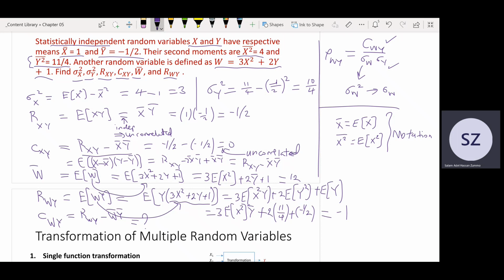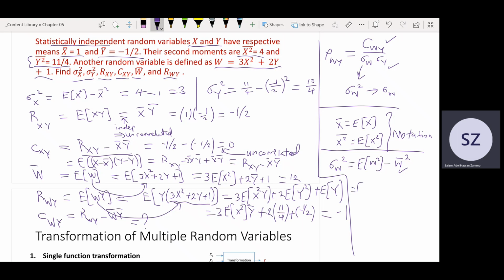Now we only need to find the variance. How will we find the variance of W? It's the expected value. Of course you can write the expected value of W minus W bar squared, but the easier way to do it is the expected value of W squared minus W bar squared. We know this already, we calculated it. You need to calculate this. How to calculate it? Just plug in.